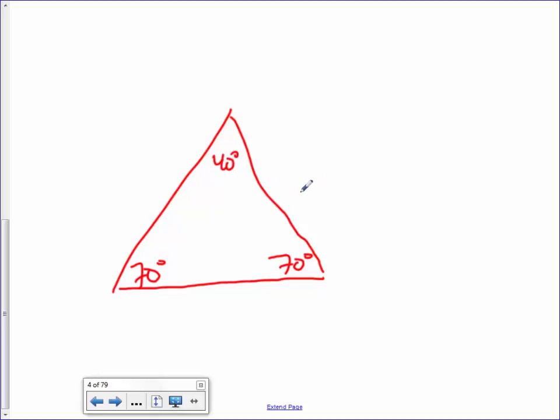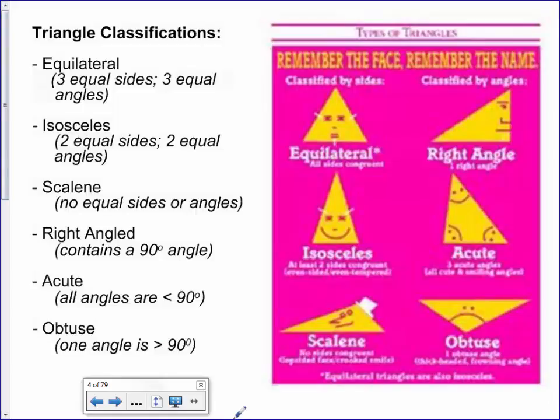Whatever this side here is, it's the same as this side here. This and this one are the same distance as each other. Does that make sense? Okay. Scalene is the third type of triangle. It has no similarities whatsoever. None of the sides or angles are the same.